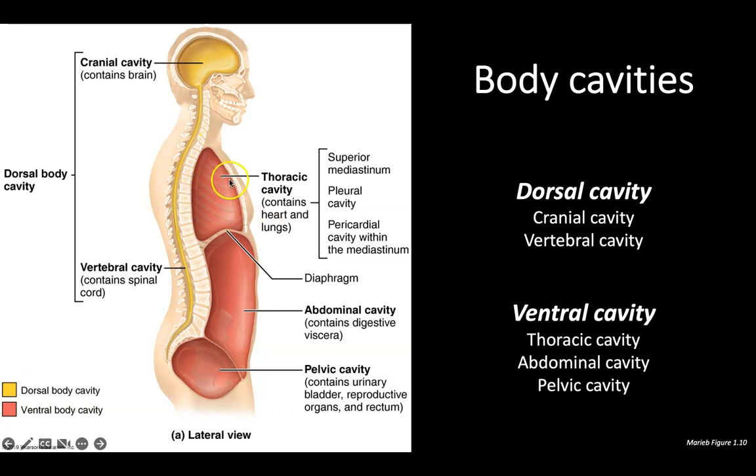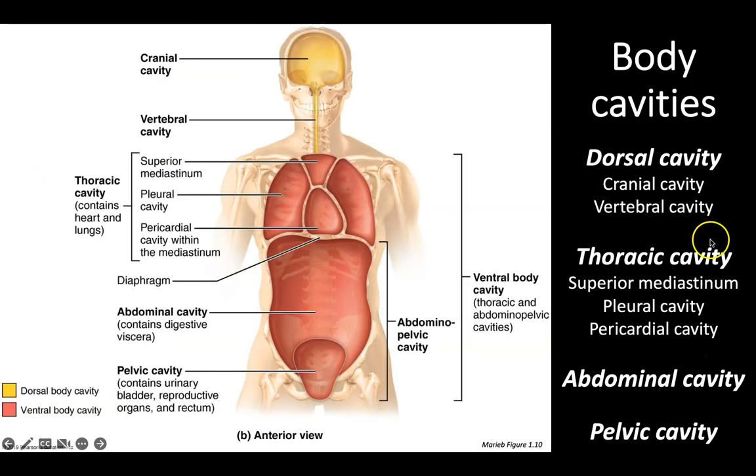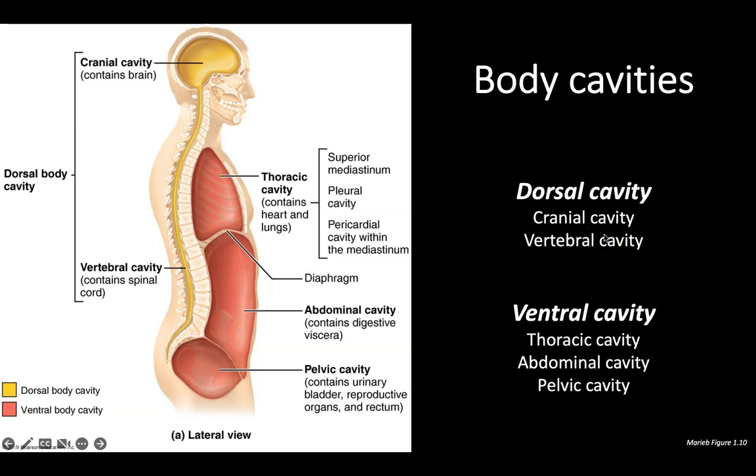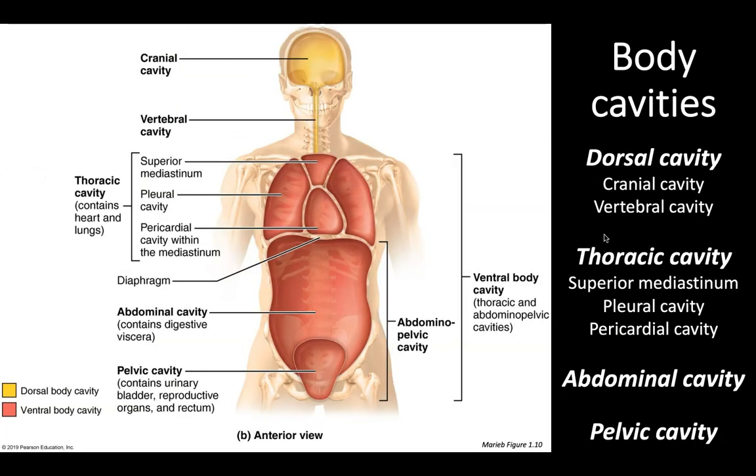So the thoracic, this is containing the heart and the lungs. We have the abdominal cavity containing the digestive system mainly, and the pelvic cavity, which is containing the bladder as well as reproductive organs and the rectum. So we can take a look at this. So here we had a sagittal view. Now we're going to take a coronal view of this particular person. And now we can see those dorsal cavities, so cranial and vertebral cavities.